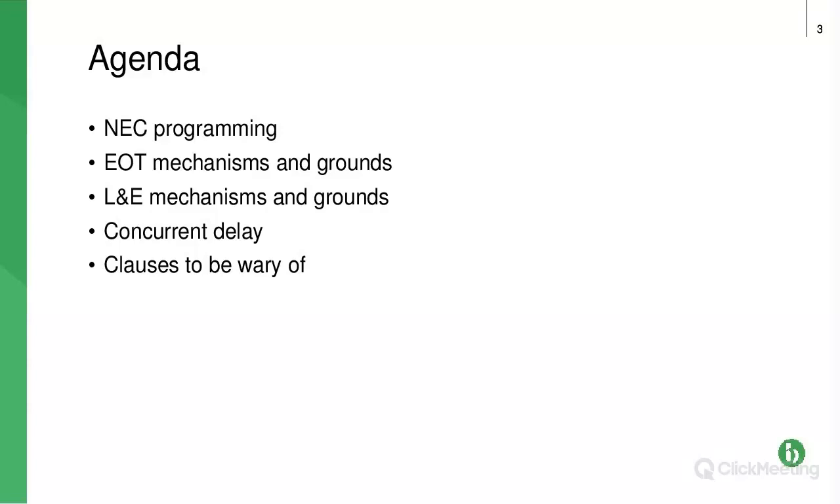And I'm going to finish off by looking at some issues that we need to look at when we're preparing delay claims and some of the legal aspects. So you recognise the term concurrent delay, and also as we're going to go along looking at clauses that you need to be wary of, and particularly how your contracts might be amended.